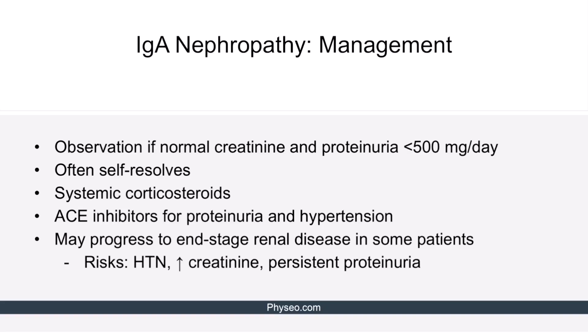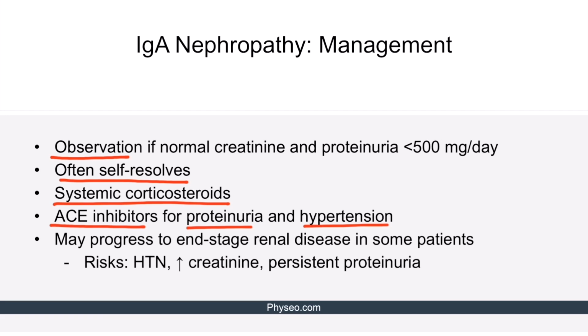Let's talk about management. If the patient with IgA nephropathy has normal creatinine and proteinuria of less than 500 milligrams per day, then observation is sufficient. Often the condition will self-resolve. If the condition is moderate or severe, we should initiate systemic corticosteroids. ACE inhibitors should be added for proteinuria and hypertension.